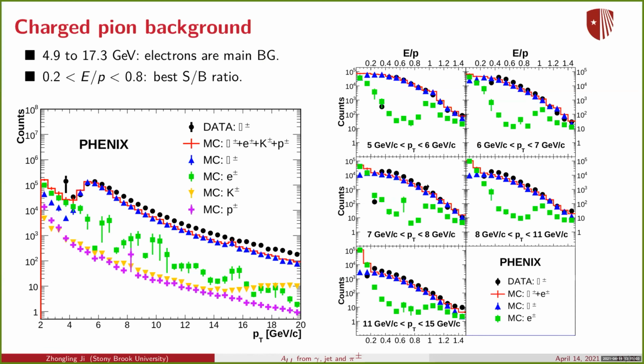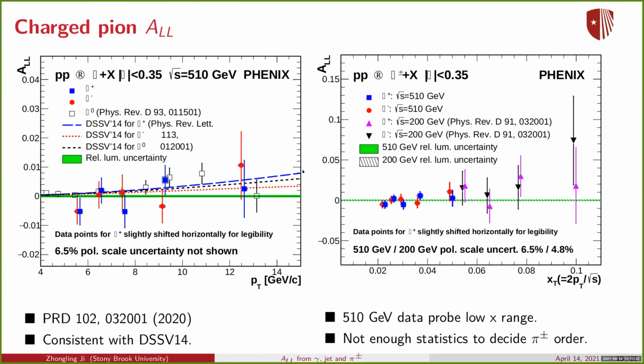And from the right plot, we can see this is why we use the E over p cut from 0.2 to 0.8, because this has a dip for the electron background and has the highest signal to background ratio in this range. And the charged pion A_LL is shown on the left, with pT on the horizontal axis.